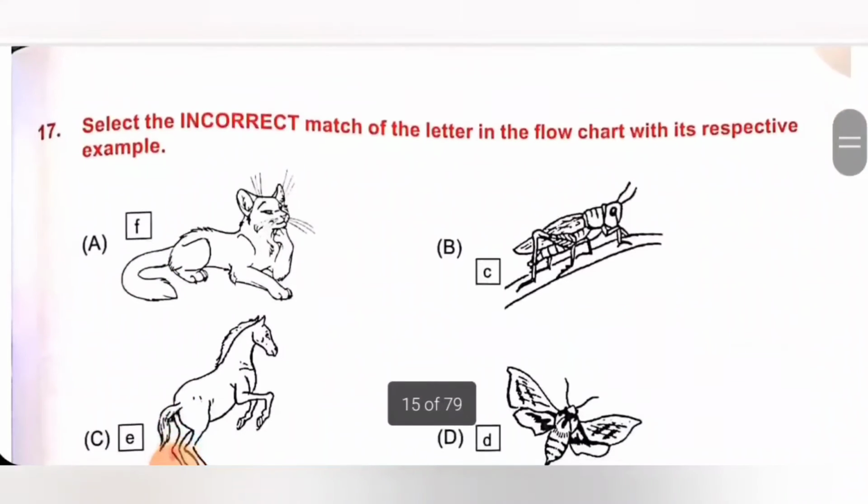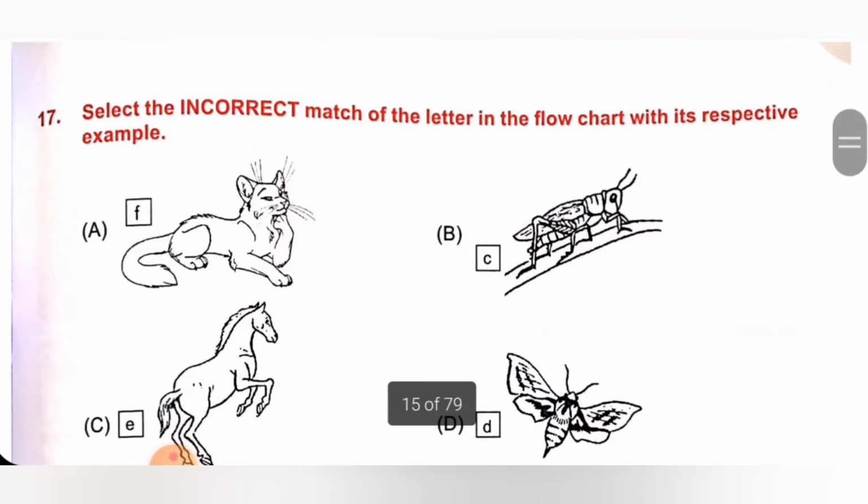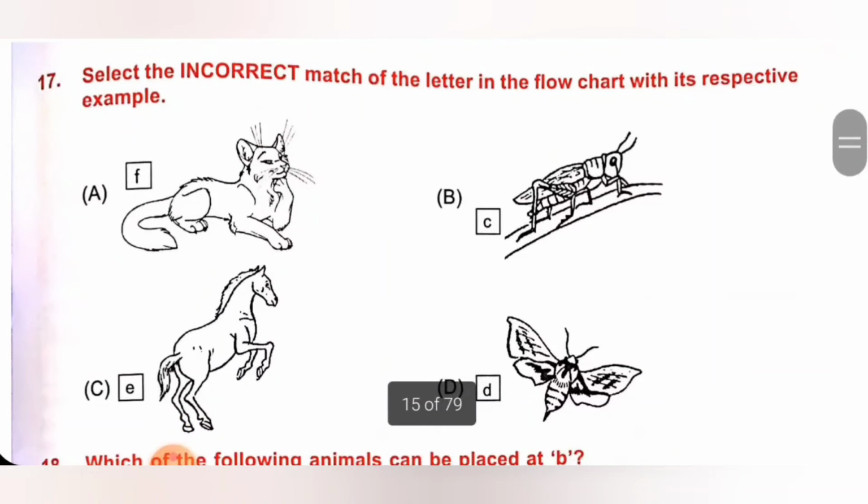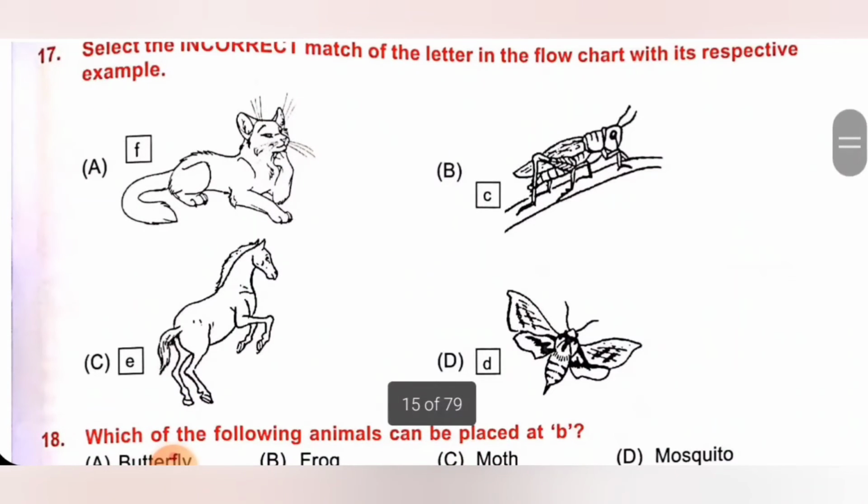Now the question. 17th. Select the incorrect match of the letter in the flow chart with its respective example. Option A, lion. C, grasshopper. B, horse. D, some insects.